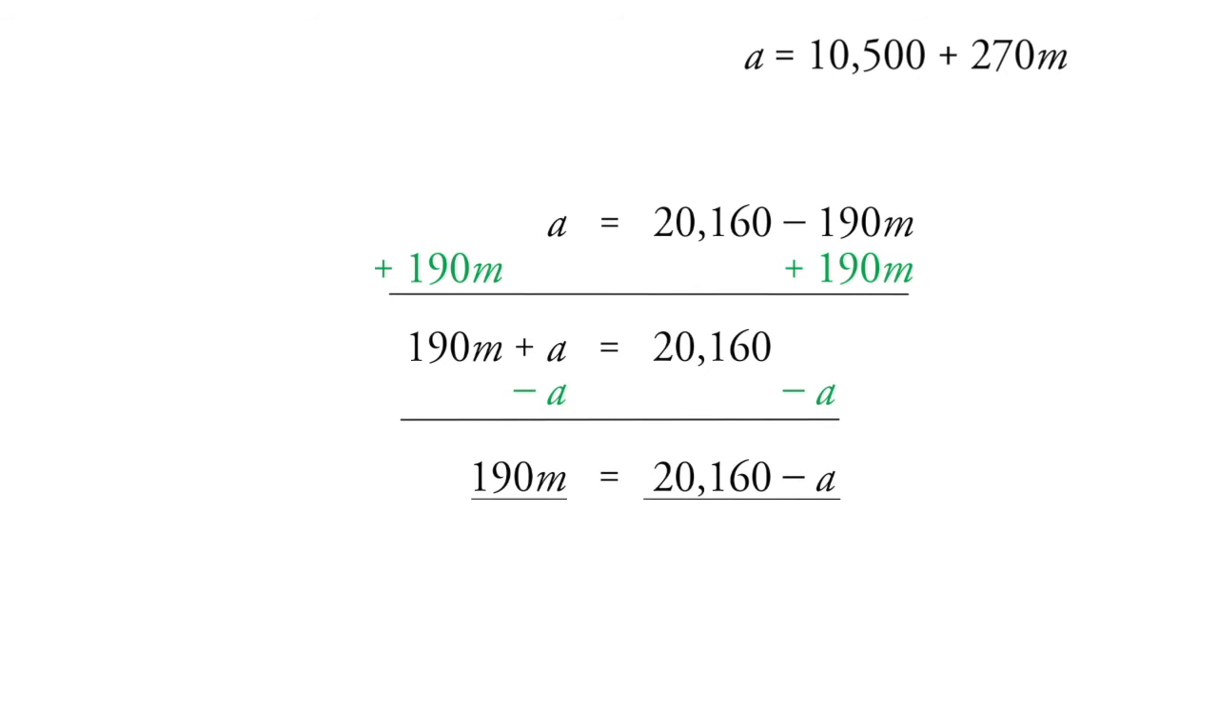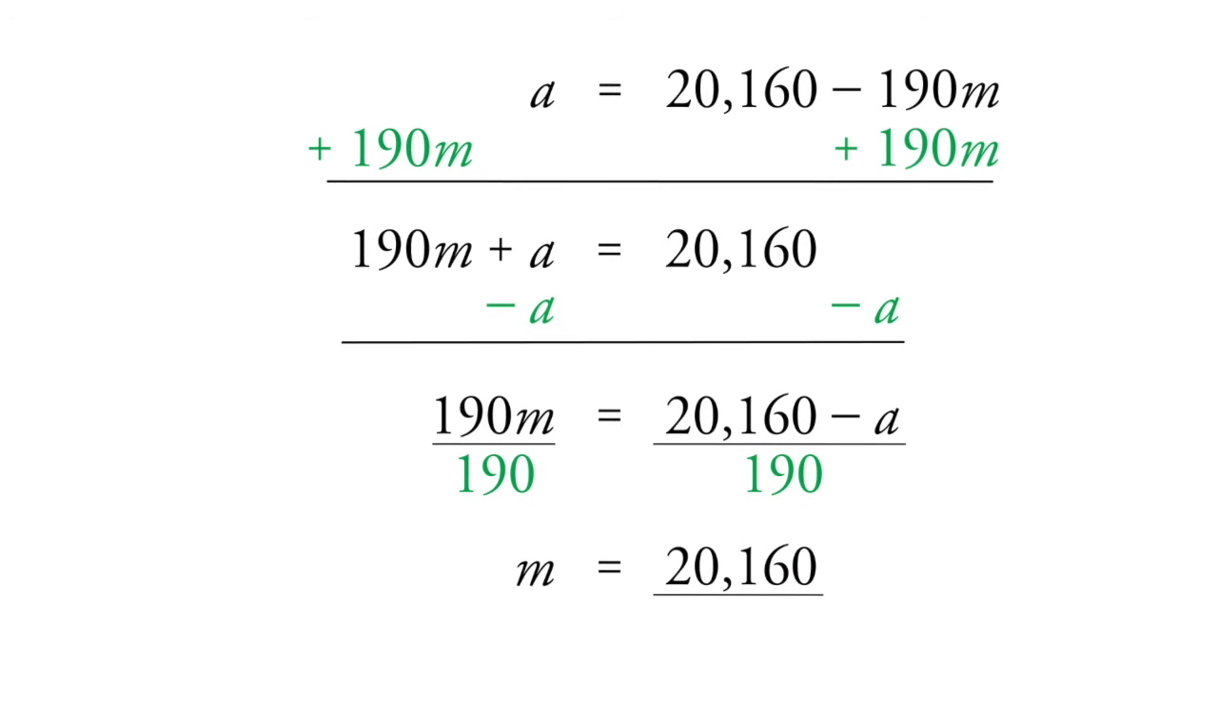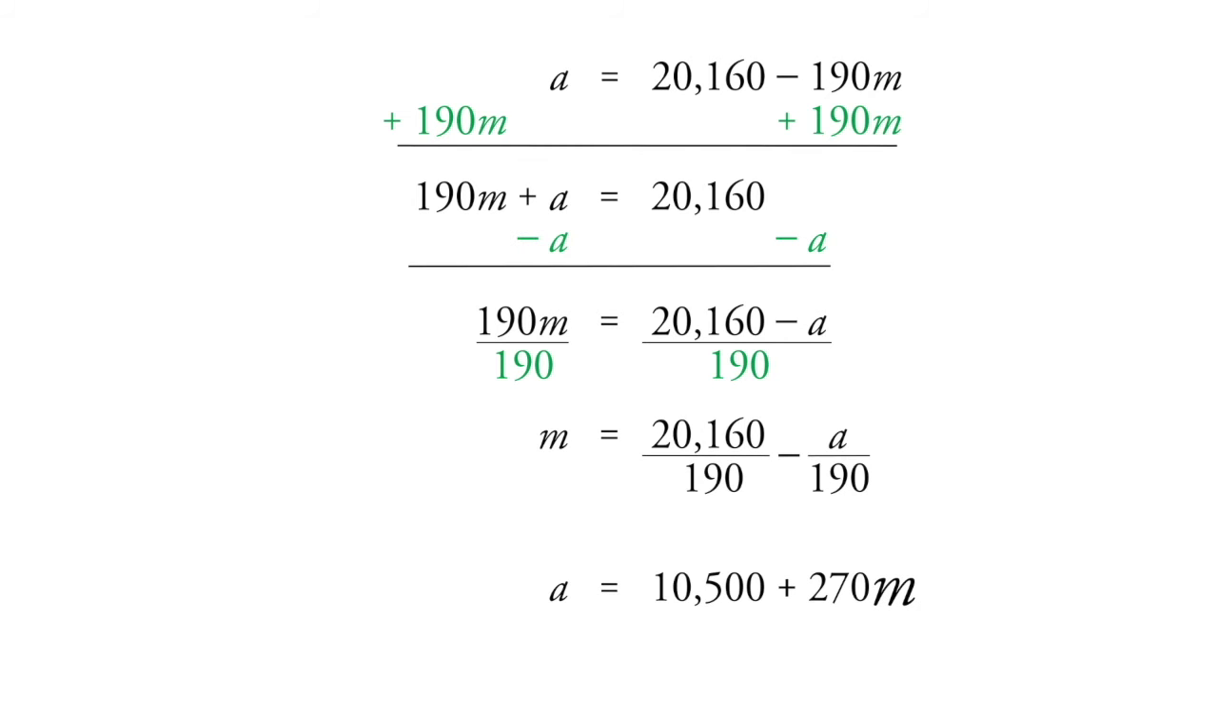And then we'll divide both sides by 190, and we get something that's a little bit clumsy. We get m is equal to 20,160 over 190 minus a over 190. Now we could probably reduce that fraction a little bit, but frankly doing so won't make our lives really that much easier, I don't think anyway. So now let's plug in. We're going to plug in the m, which we got from this first formula here, and we're going to plug it into this place right here on the second formula.